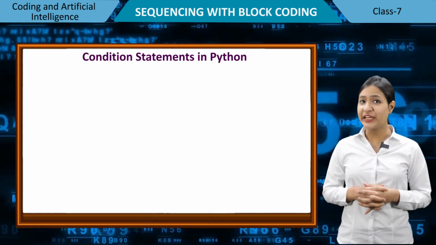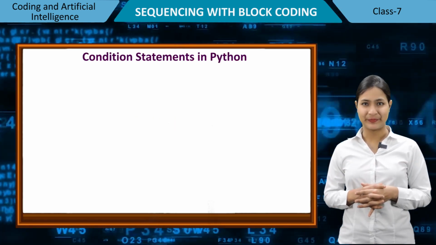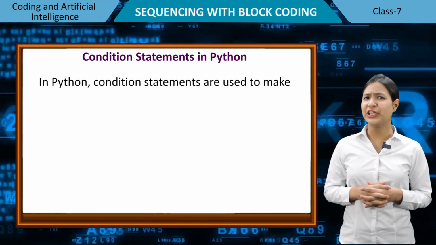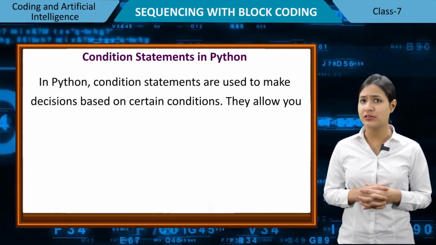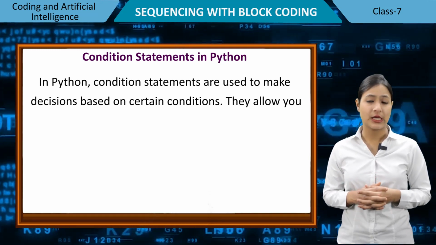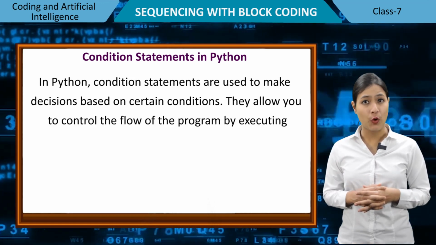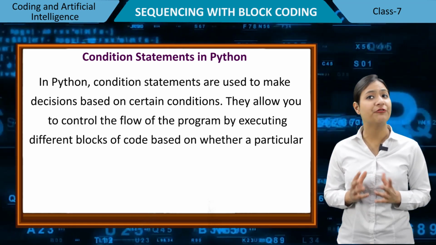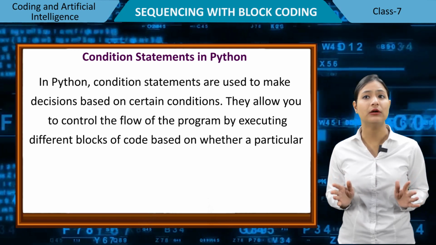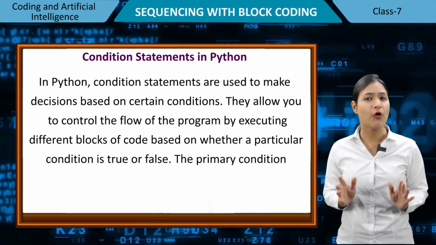Session 2. Condition statements in Python. In Python, condition statements are used to make decisions based on certain conditions. They allow you to control the flow of the program by executing different blocks of code based on whether a particular condition is true or false.